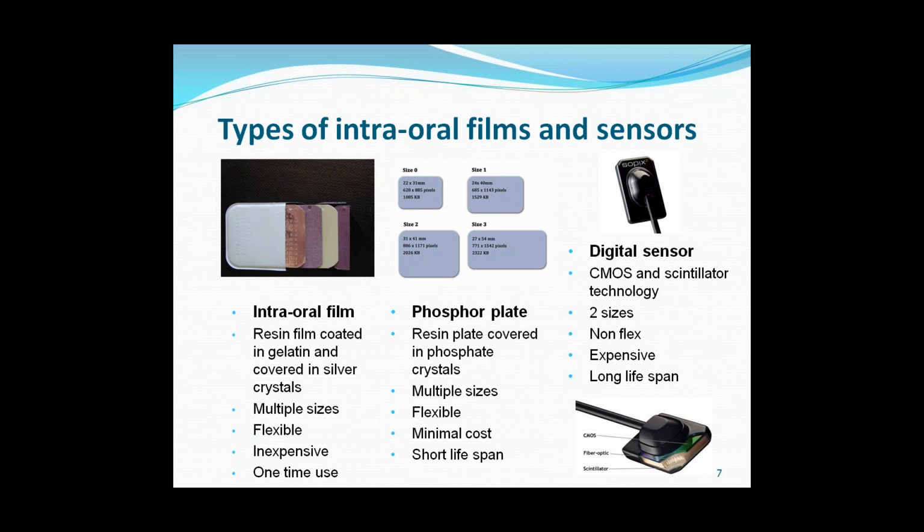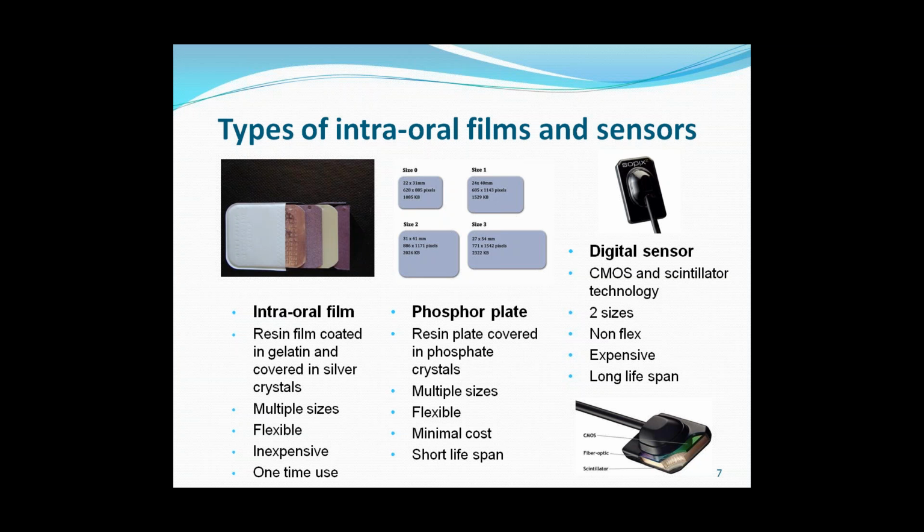the veterinary cassette films. The next film is what we call a phosphor-plate film, which is utilized by the CR computer system. It is a resin plate as well, and it's also covered by phosphate crystals. It's available in multiple sizes and it's flexible. It has a minimal cost. Most of these are around the $200 to $300 mark, and they have a shorter lifespan than the digital sensors on the right-hand side, but one advantage is you can use it multiple times. So you can normally get hundreds of uses out of one of the phosphor plates.